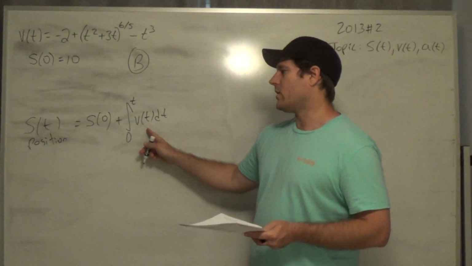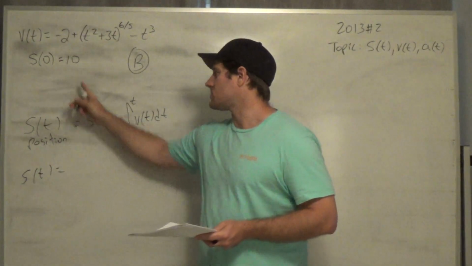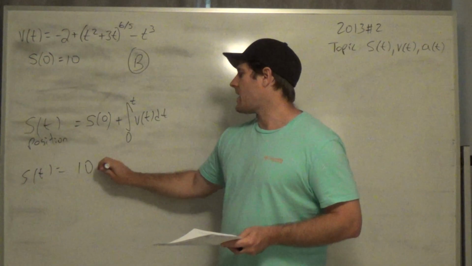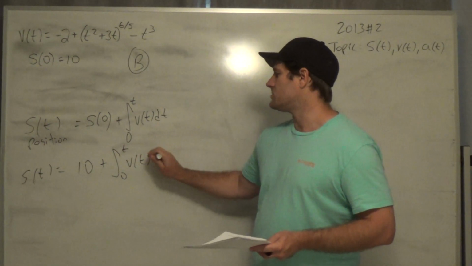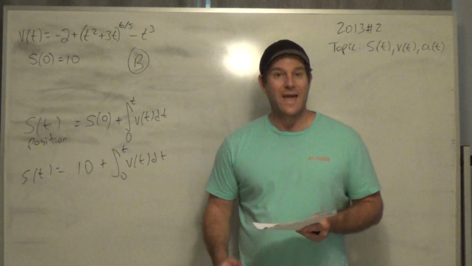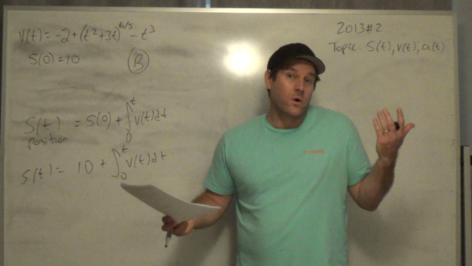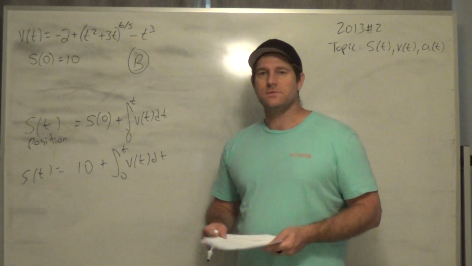I didn't want to write the whole equation out. So my position at any time t is my initial position, which is 10, plus, and again, the area underneath velocity gives the net change in position. So this will give me my position at any time t. They asked for this. We've never seen a question where they ask you to write the expression. And now they say use this to find the position at time 5.